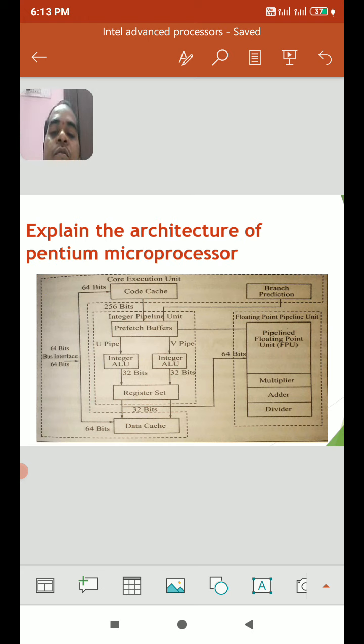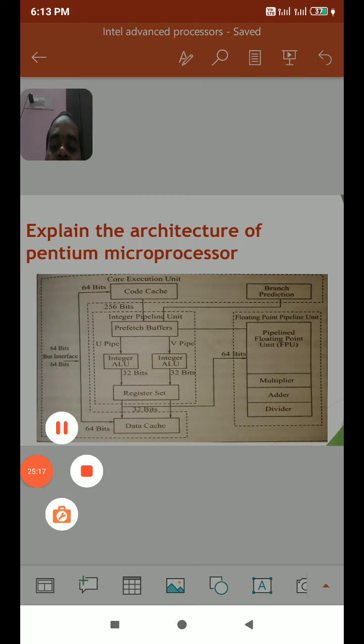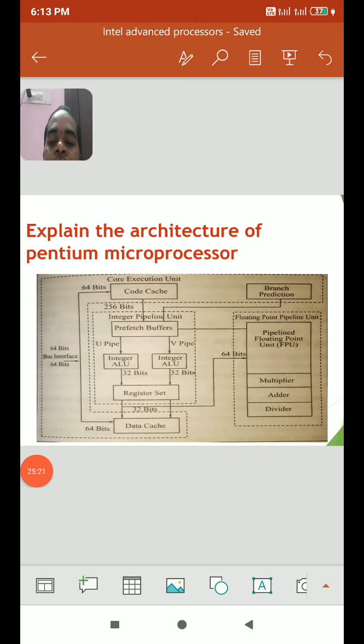That's why it contains more number of features, so that we get the result in less time, and more number of instructions can be executed. It also has a 64-bit bus interface here. Thank you very much.